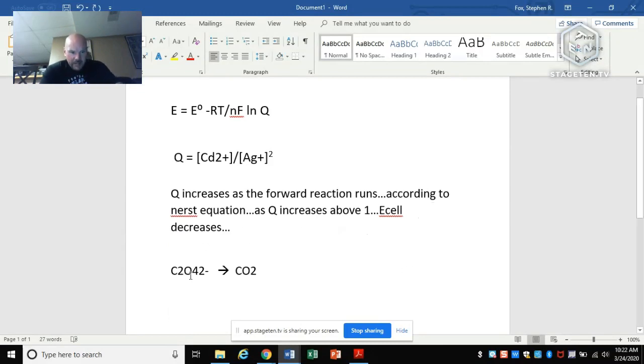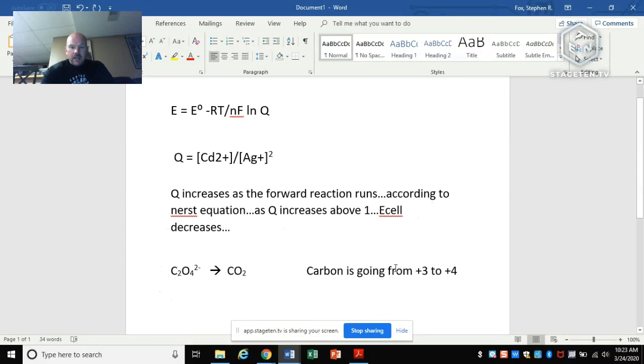Well, if we assign oxidation states, the carbon in the oxalate ion has an oxidation state, well, let's see, -2 for the oxygen, that's -8. So that means the carbon has to be +6, and you have 2 of them. So the carbon is +3. So the carbon is going from +3 to +4. Okay, it's +3 in the oxalate ion, and it's +4 in CO2. So that's the oxidation half reaction.